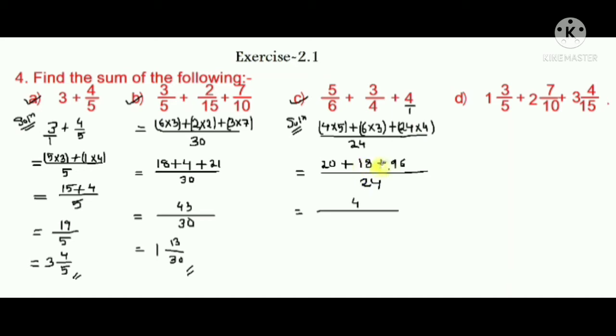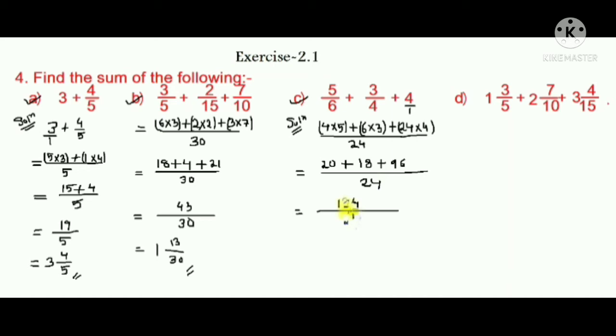So we'll add this. Okay, so 8 plus 6 is 14. Okay, and there is 0. So 8 plus 6 is 14, remain 1. So 9 plus 1 is 10, 10 plus 2 is 12, 12 plus 1 is 13. Okay, so if you add this, then you will get 134. Okay, so their denominator is 24.